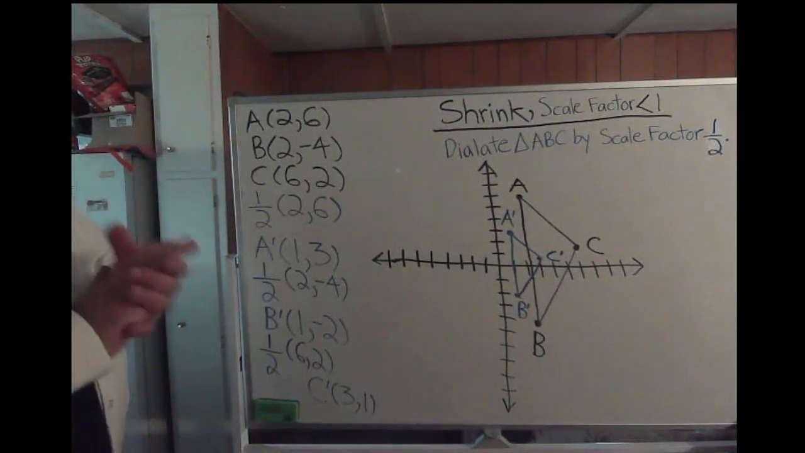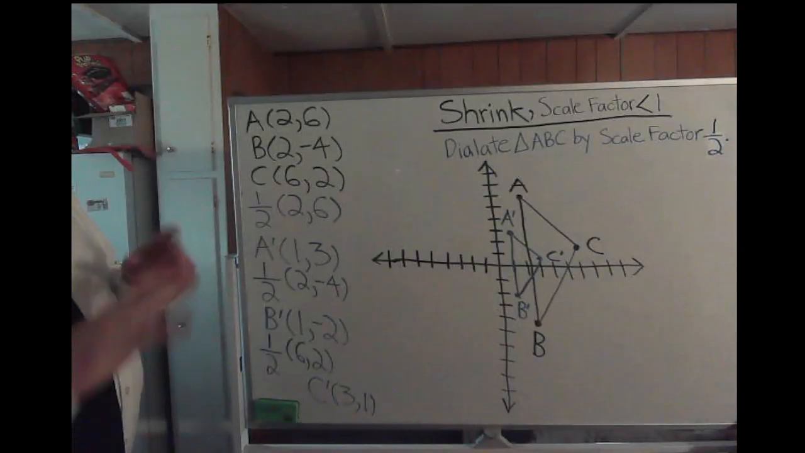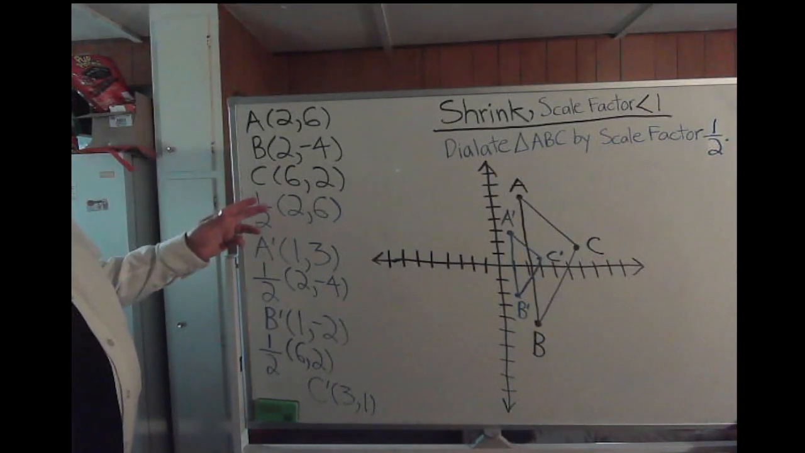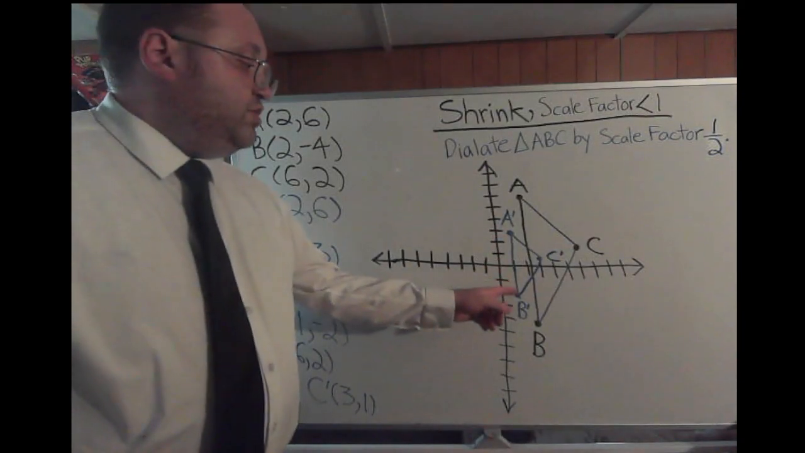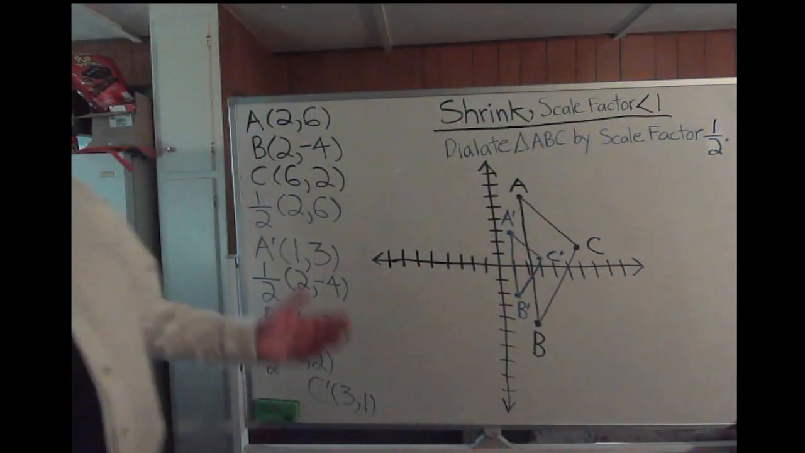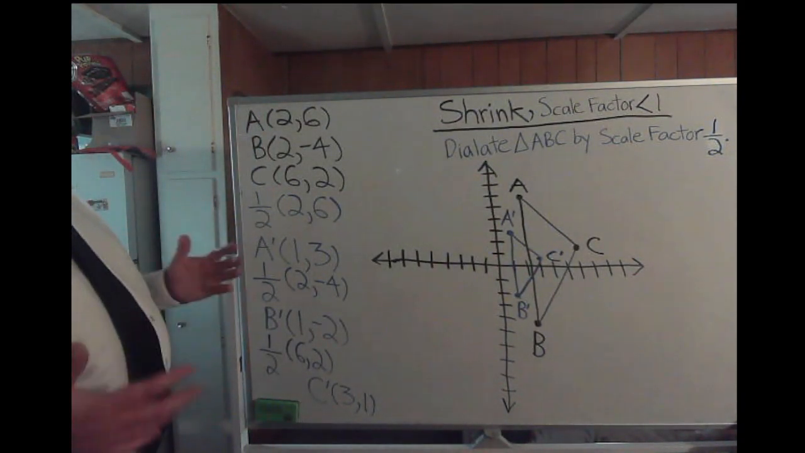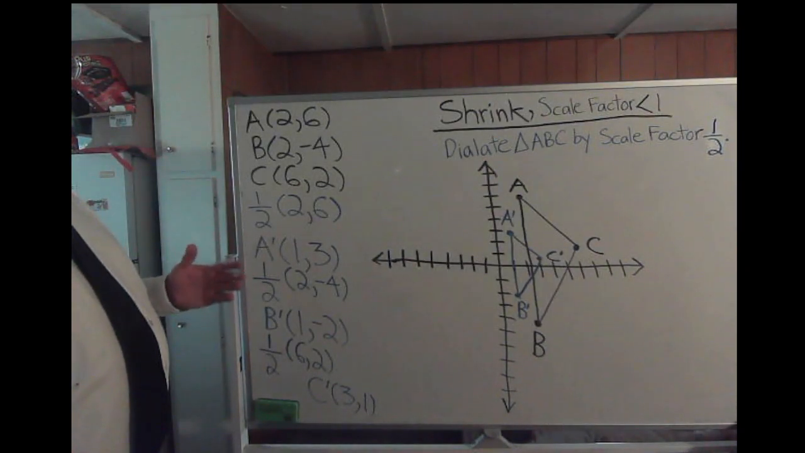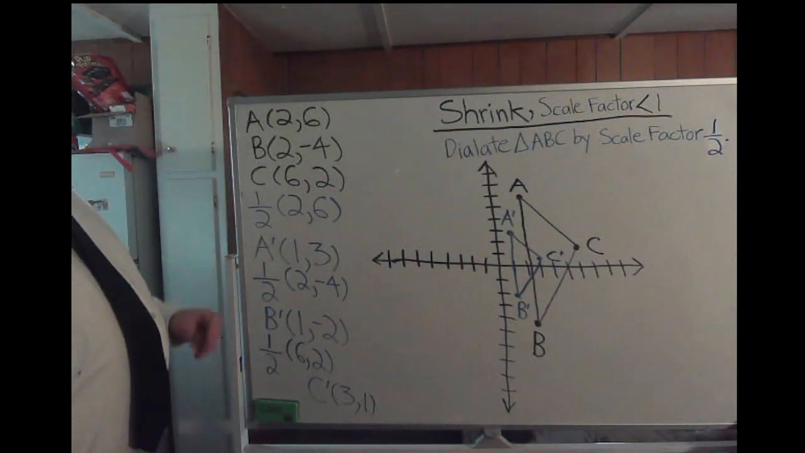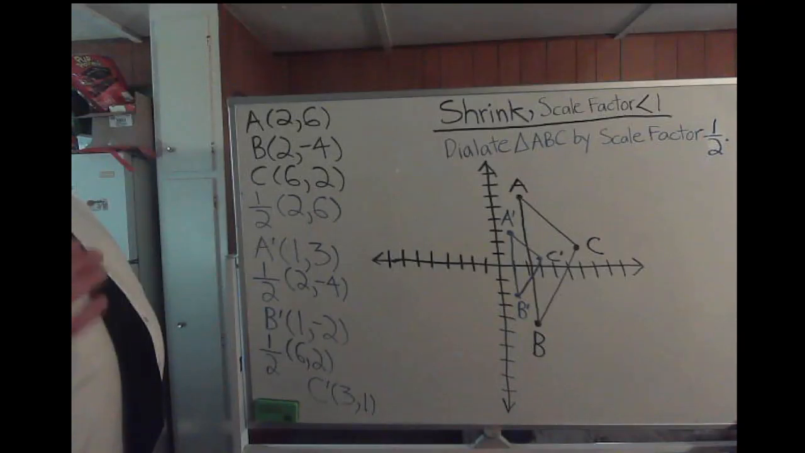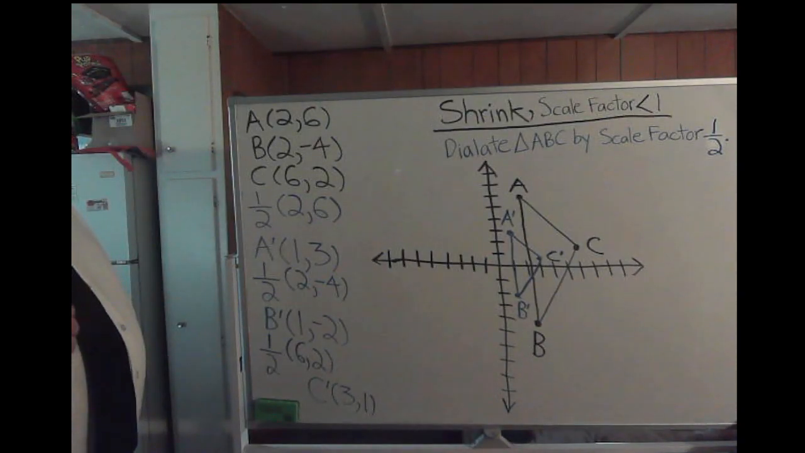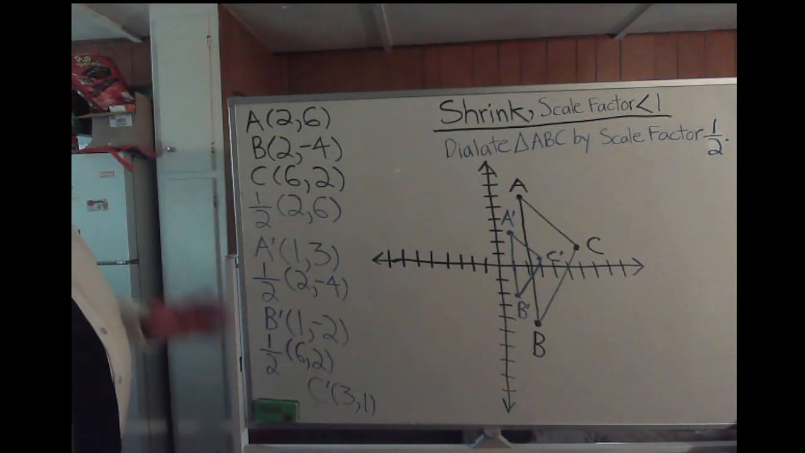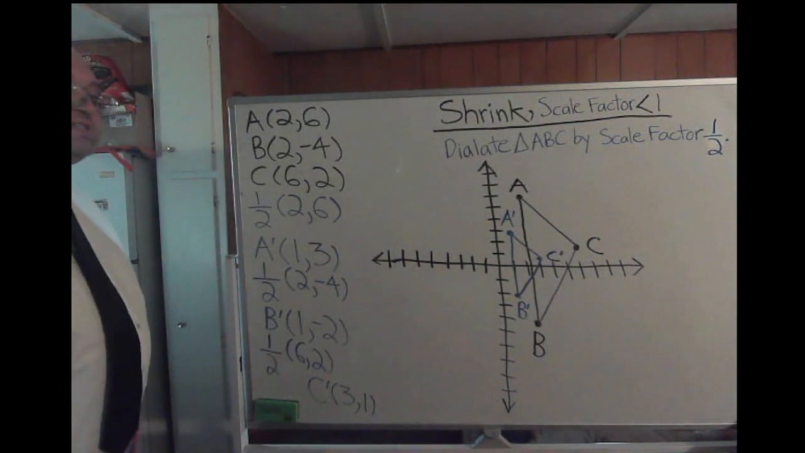So whether it's a shrink or dilation, you're going to take your scale factor, multiply your coordinates by that scale factor, and then you just connect the dots of your new transformed coordinates and you'll get that shape. Again, it's a dilation if your scale factor is greater than 1. It's a shrink if your scale factor is less than 1. And if it were equal to 1, it'd be pointless because you'd just be retracing the same shape.